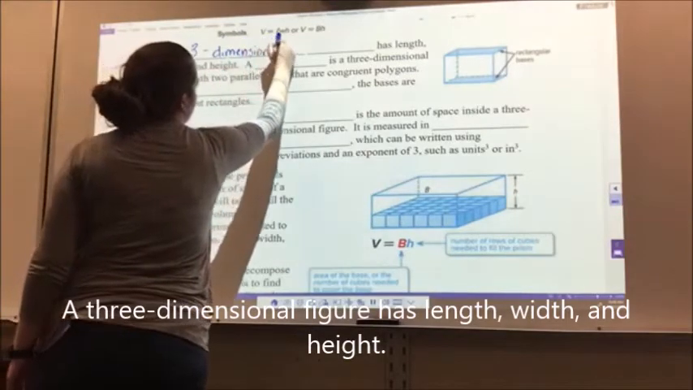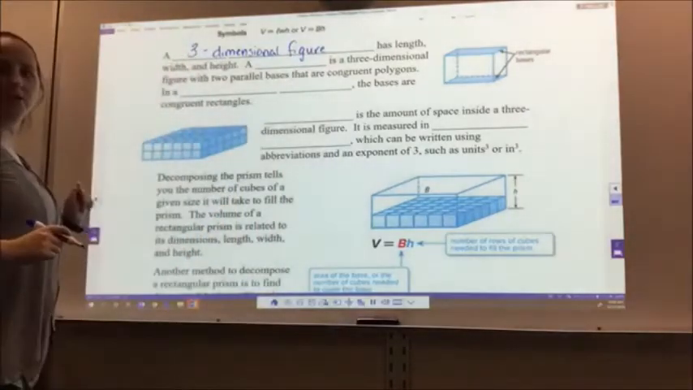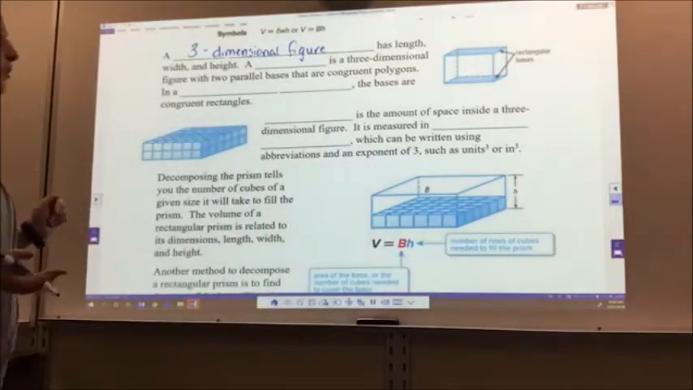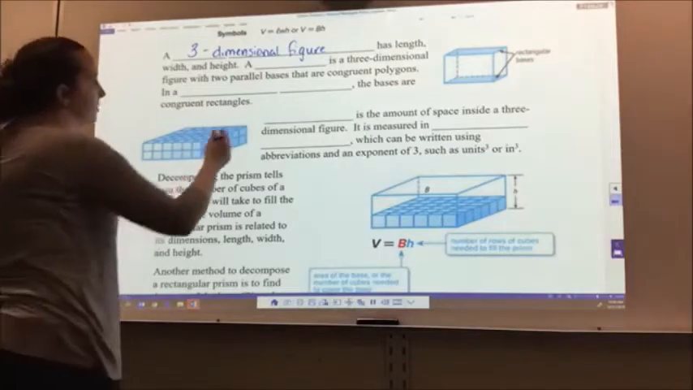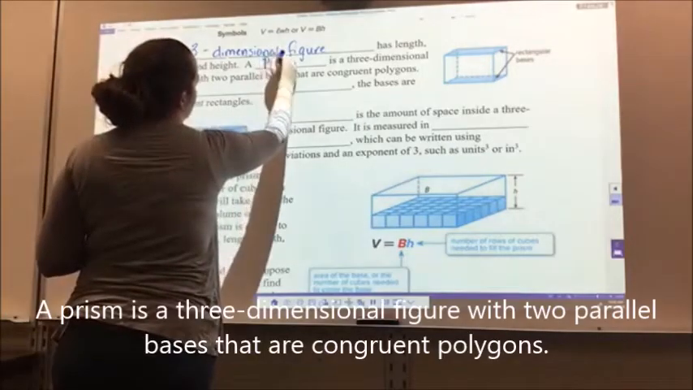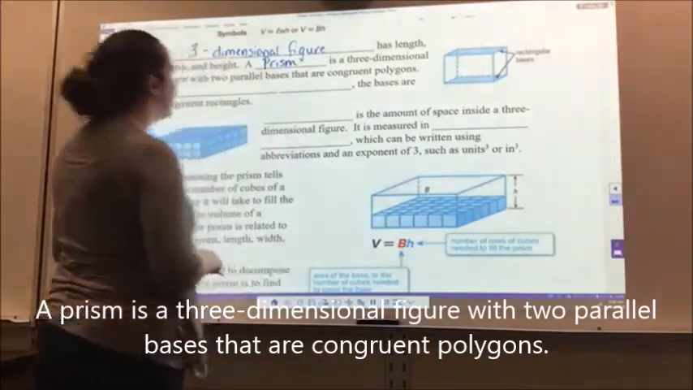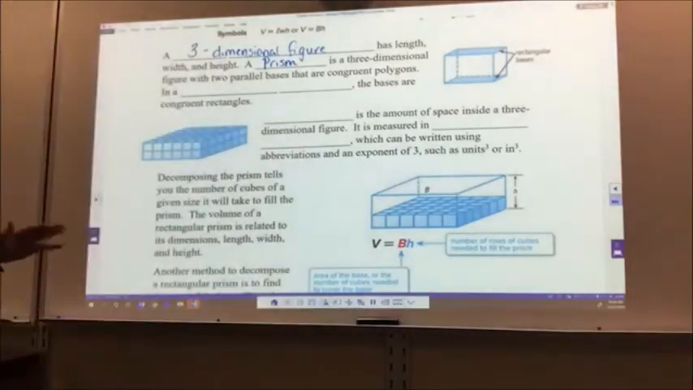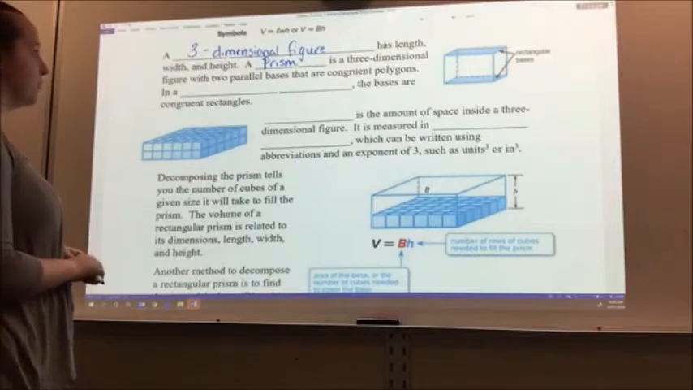three-dimensional figure. Yes, you can abbreviate using a 3. That's fine. You don't have to spell out 3. Has length, width, and height. A prism, not to be confused with prison. Prism is a three-dimensional figure with two parallel bases that are congruent polygons.